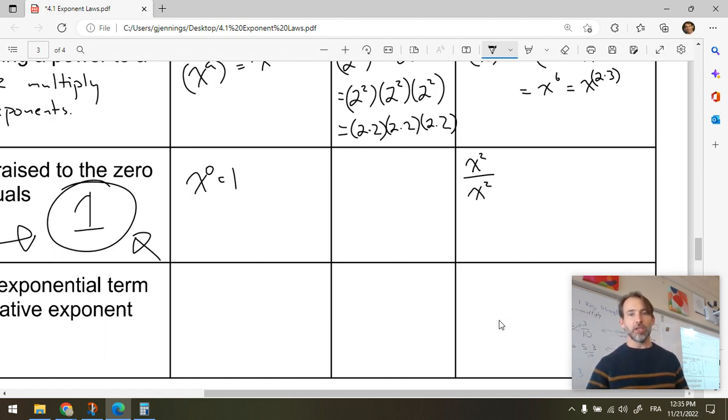But we get this from our exponent laws as well. This is dividing powers with the same base, so I subtract the exponents. 2 minus 2 equals x to the 0. 2 minus 2 happens to be 0, so this is x to the 0, and that is 1.